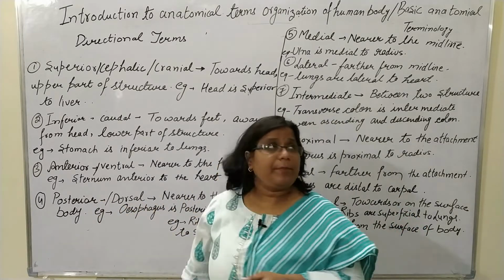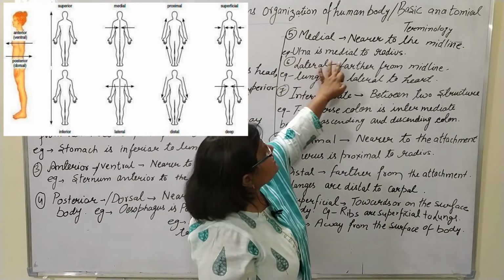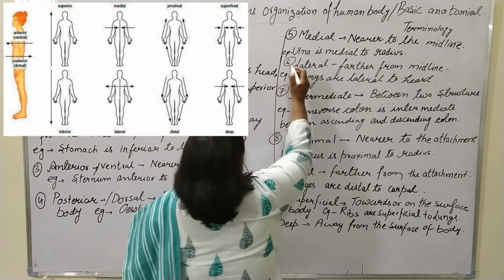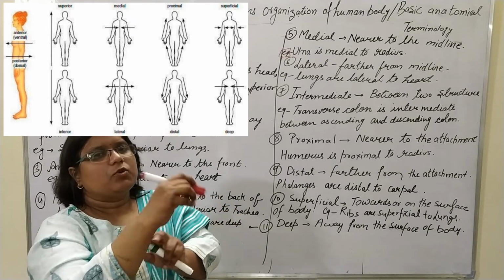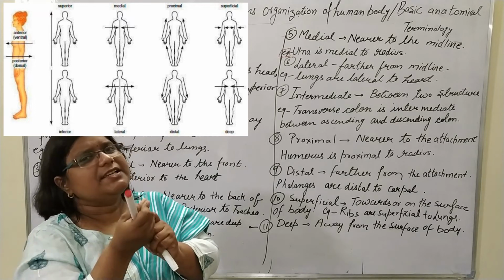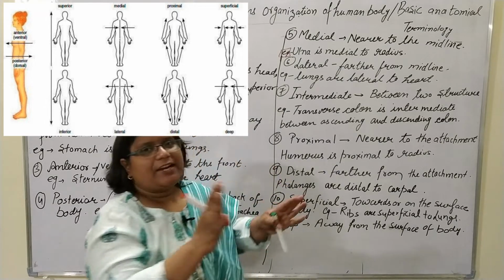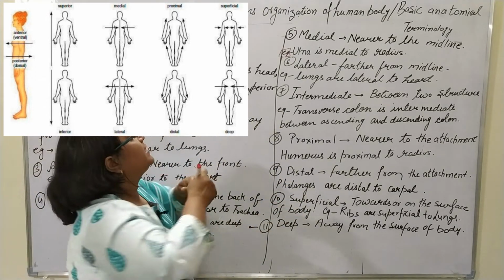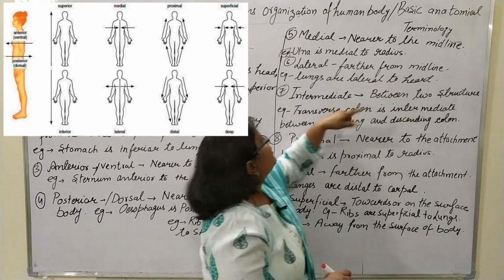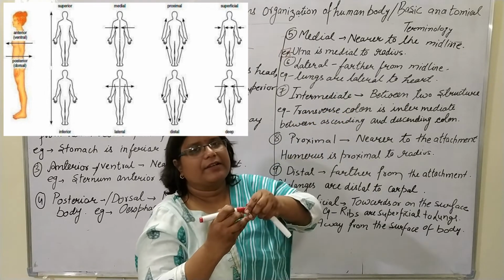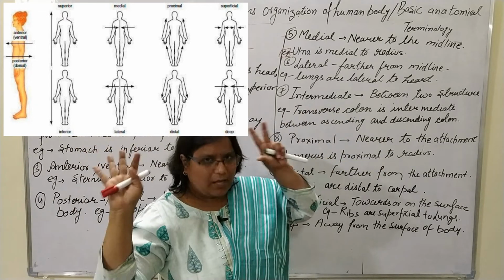Now come to the medial. Medial means nearer to the midline. For example, the ulna is medial to the radius. Here we have the humerus, and the radius and ulna. So the ulna is present on the midline side of the radius. Next one is the lateral. Lateral means away from the midline, farther from the midline. For example, the lungs are lateral to the heart. The heart is present on the left side and both lungs are present lateral as compared to the heart.